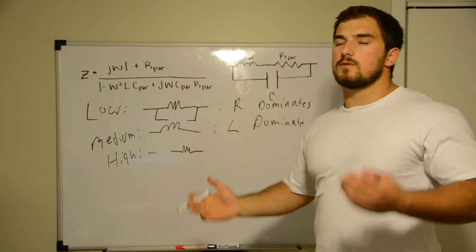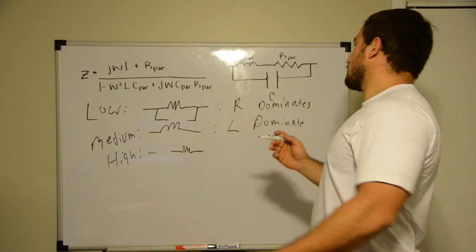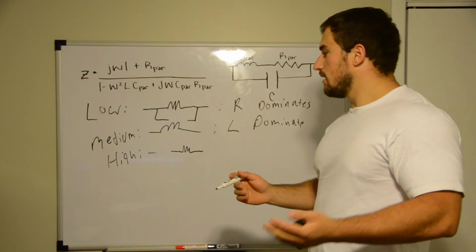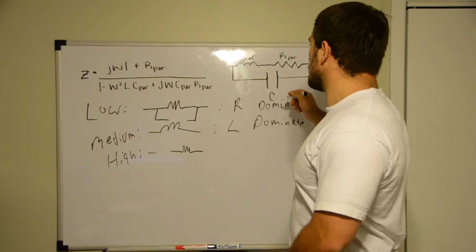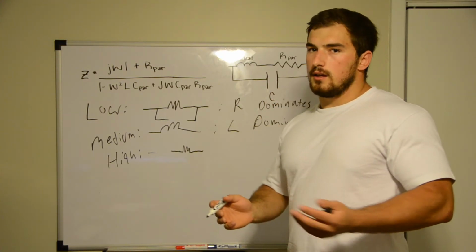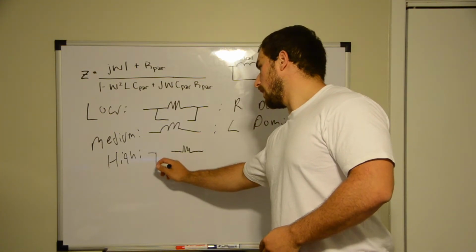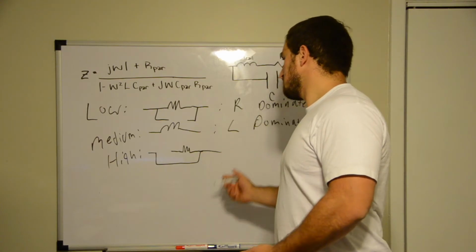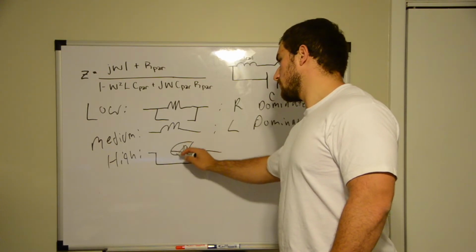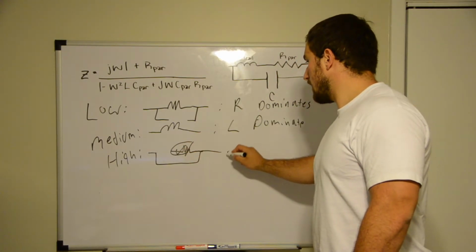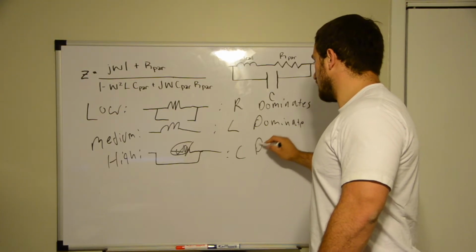Capacitors, the impedance formula for capacitors is 1 over j omega C. So as the frequency shoots off to infinity, the impedance of the capacitor is going to shoot off to 0, so basically being a short circuit. So basically here, this doesn't really matter. So we see that the capacitor dominates.